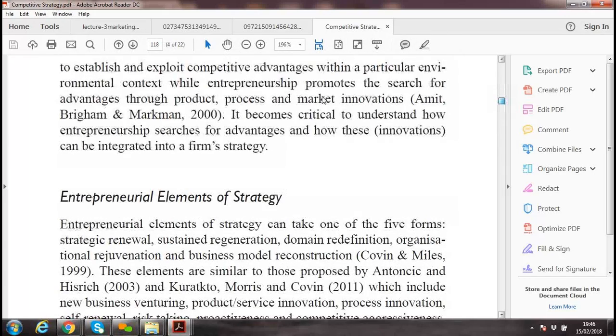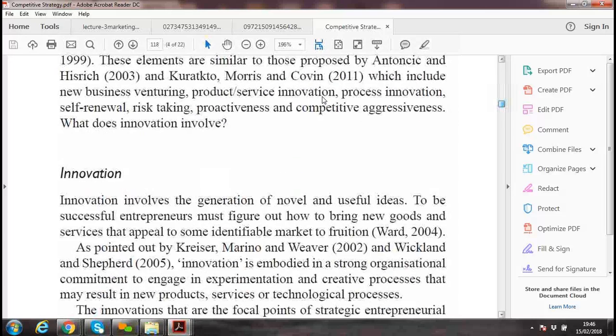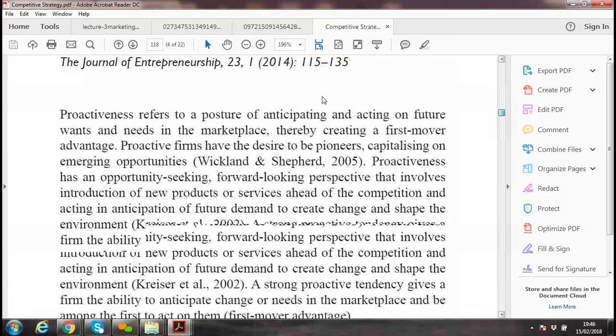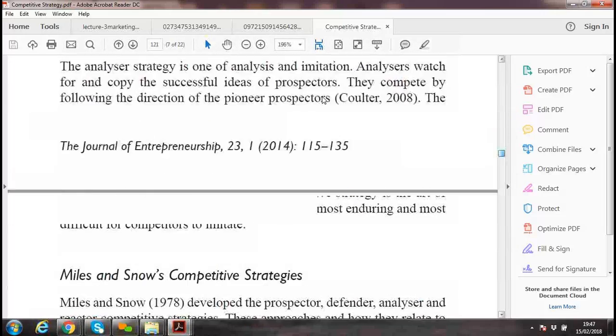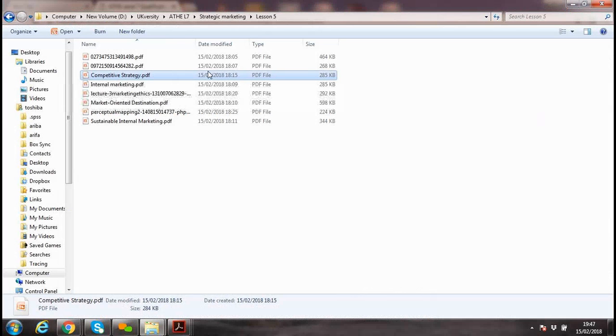Okay. So the entrepreneurial element of strategies can take one of five forms: strategic renewal, sustainable regeneration, dominant redefinition, organizational. So these are the business models that could help. Innovation is involved as well, so we can make innovative strategies. All of these are quite good, so please read it. That will give you a lot of clues. Okay, we'll go through the next element.